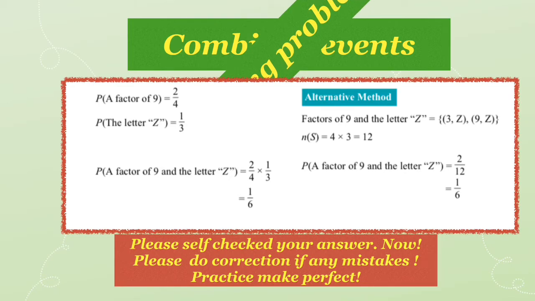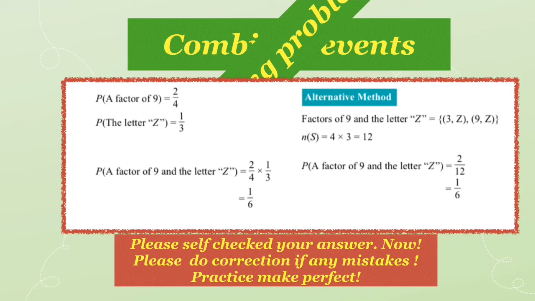Let's see the answer for just now the question. So there are 2 solutions. Either you write probability of a factor of 9. You have 2 factors of 9, which is 3 and 9. So it's 2 out of 4. So the probability of letter Z, you only got one Z. So 1 out of 3. So the probability of getting a factor of 9 and the Z is 2 over 4 times 1 over 3. Because of the word "and", you multiply. So the answer is 1 over 6.